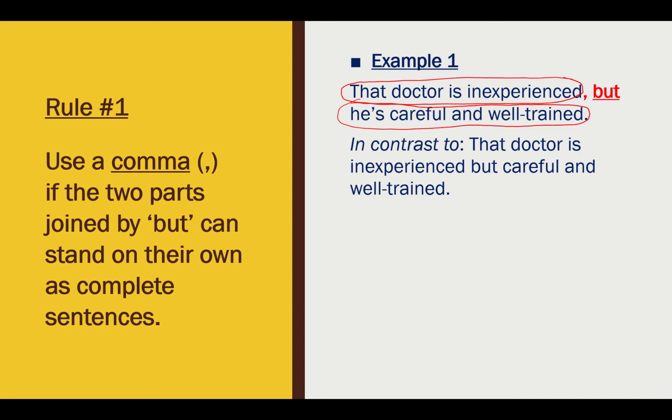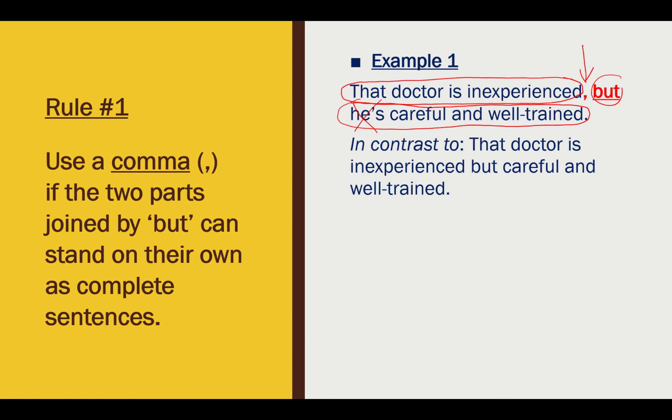This can also be a proper sentence by itself. So basically, these two complete sentences are joined by the word but, and therefore you need to place the comma in between. But most of the time in our writing, we do not write it this way. In fact, most of us write like what you see in the next sentence: that doctor is inexperienced but careful and well trained. So most of the time we will drop the second pronoun.